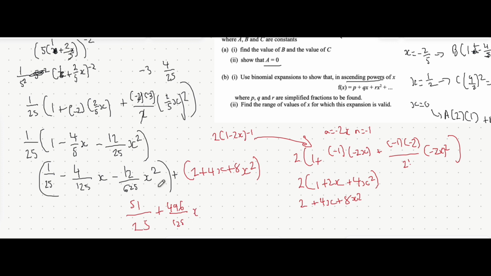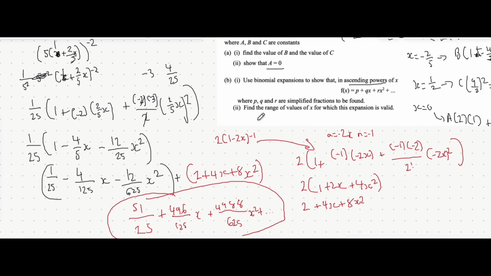And then let's do this final bit on our calculator too. Minus 12 over 625 plus 8 is equal to 4988 over 625 x squared. And you can write plus dot dot dot because there's a lot more terms that we're not taking into account. But that's it for this question.